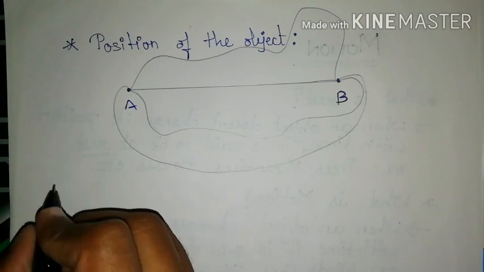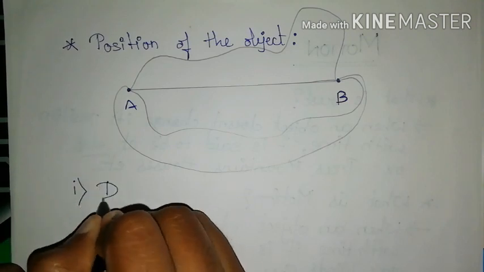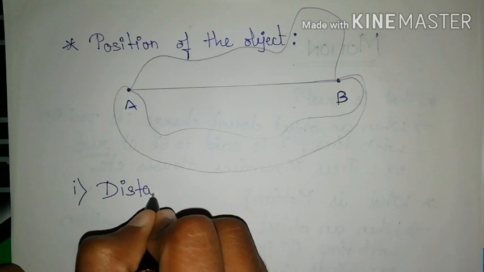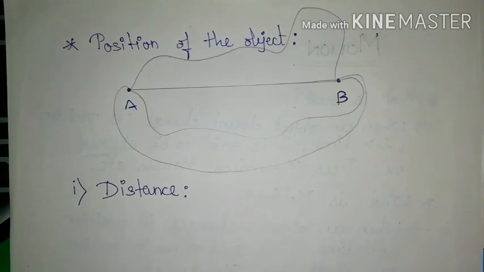So the first kind of change in position is known as distance. When we talk about position, we mean change in position, because in motion we study the change in position of an object. If an object moves from point A to point B, then what kind of path it has taken is defined as either displacement or distance. So the very first kind of change of position is known as distance.